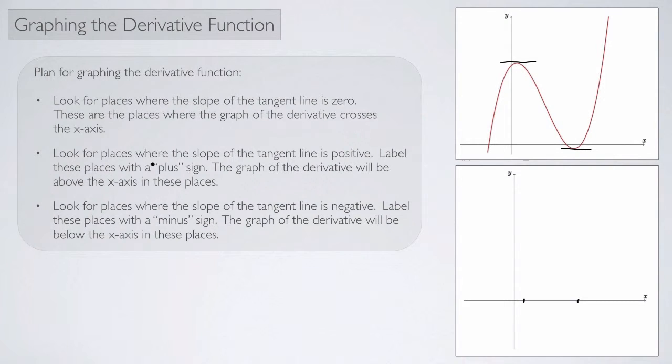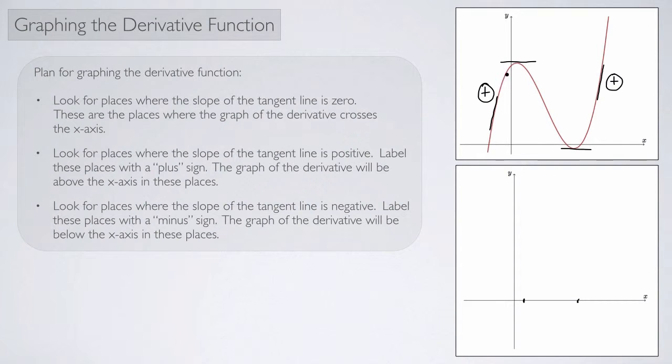The second step says look for places where the slope of the tangent line is positive. Okay, so something like maybe right here would have a positive tangent line, and maybe something over here would have a positive tangent line. So it looks like anything over here is positive, so we'll put a plus sign here. And then anything over here looks like it's positive. And so down here, that means that anywhere over here we're going to be above the x-axis, and anywhere over here we're going to be above the x-axis.